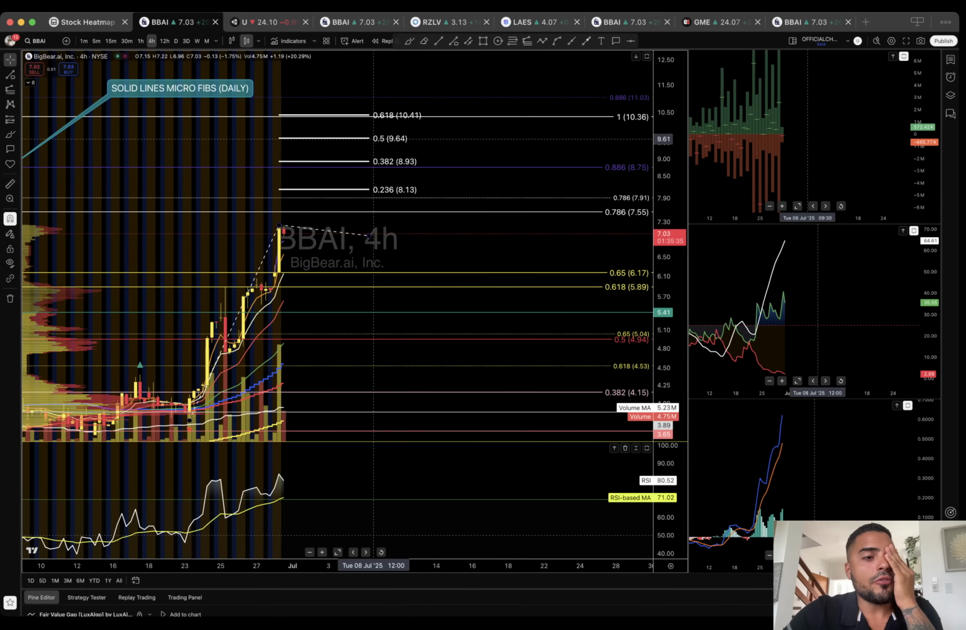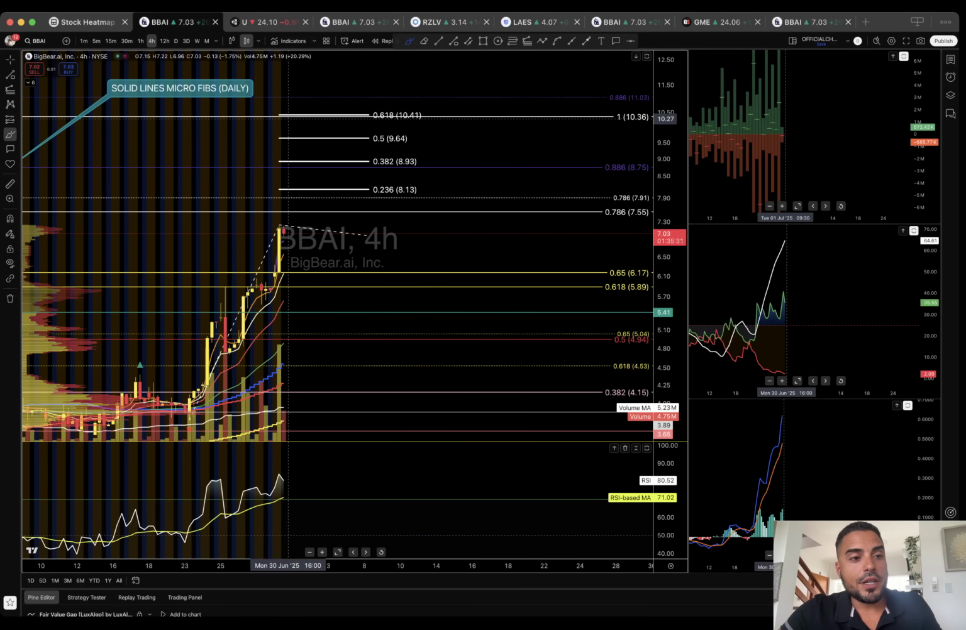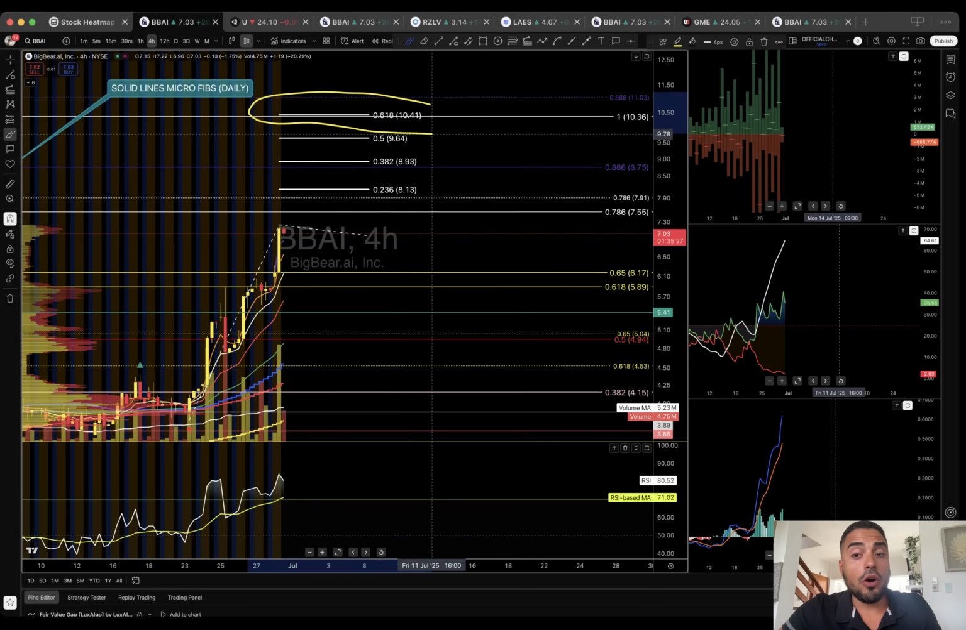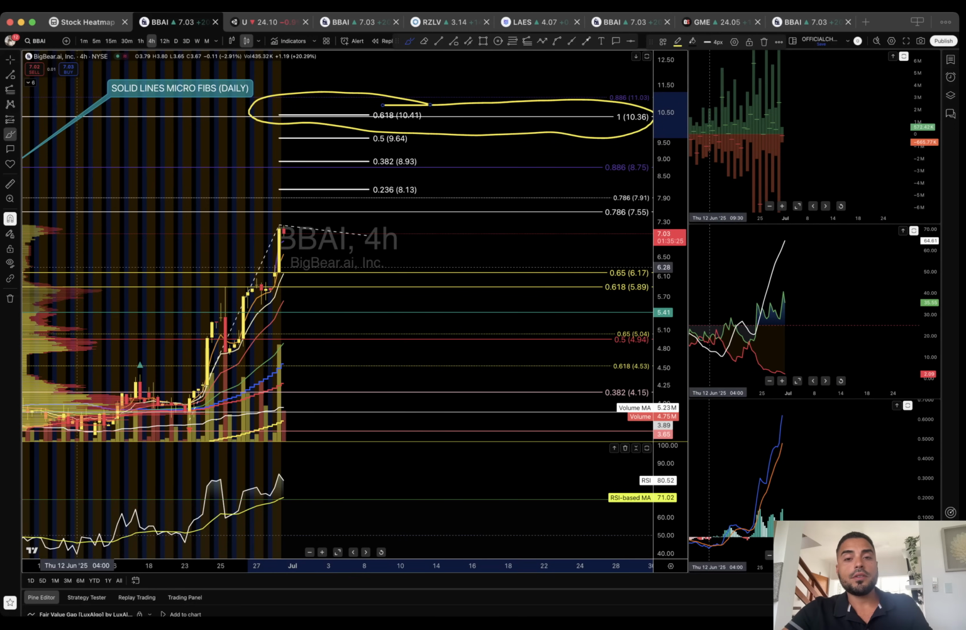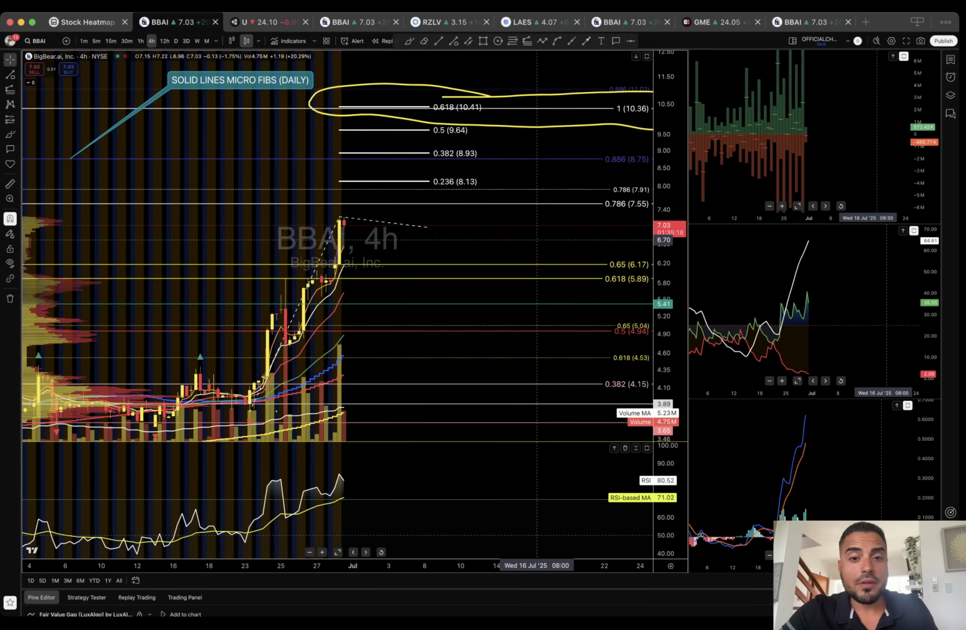This is called confluence. What just happened right now, I just did this the first time. This is what you call confluence, when your extension levels also hit fib zones. And that's the macro.